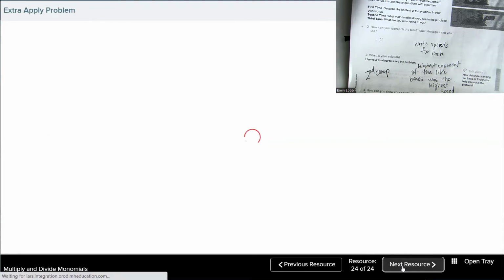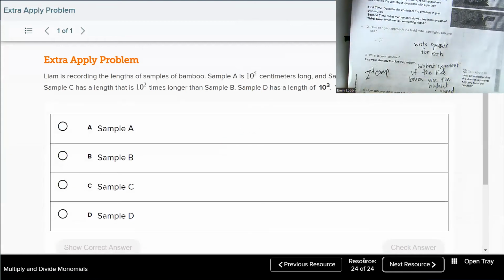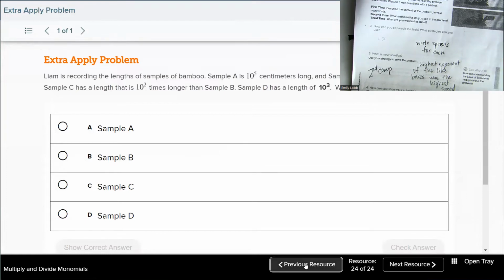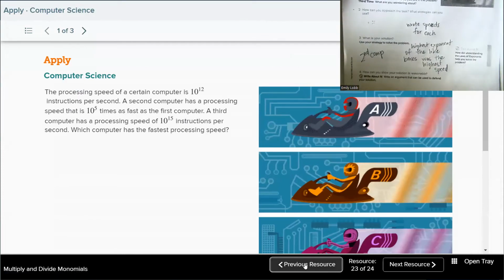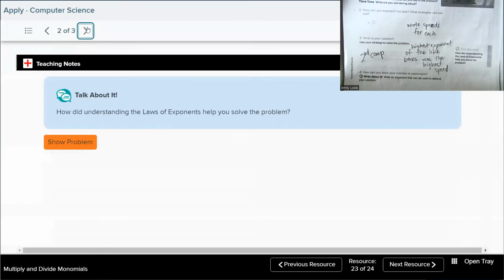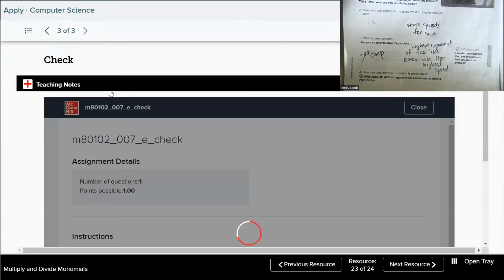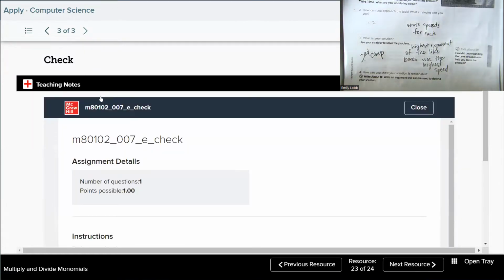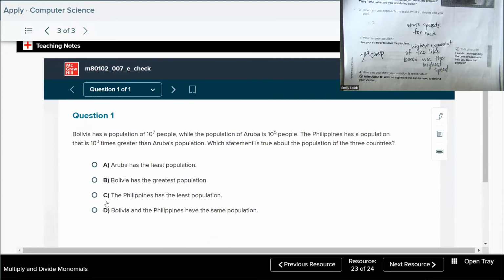All right, so we just looked at that. Here is your extra applied problem. Oh wait, maybe we didn't do the check on it. Go back. The check is at the end. So on the top of page 22, we're gonna check our understanding of how we figure these things out. All right, Bolivia has a population of 10 to the 7th people.